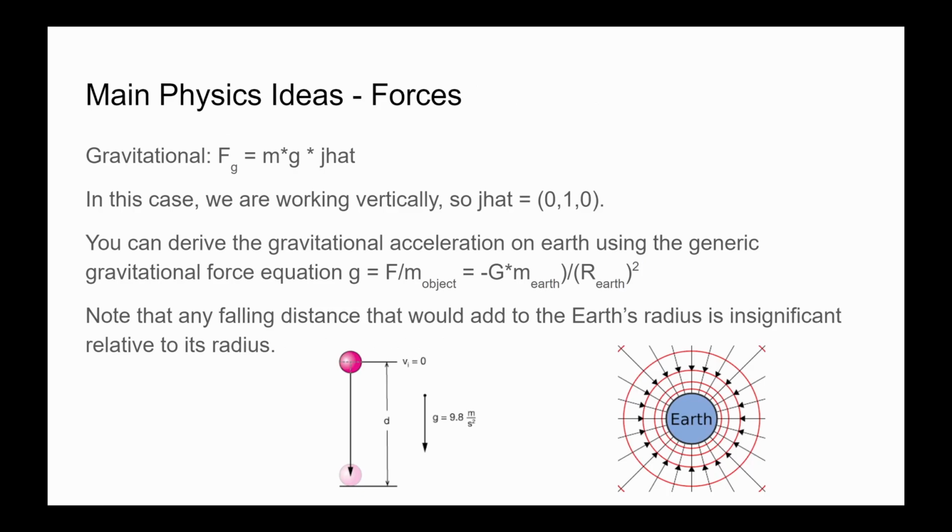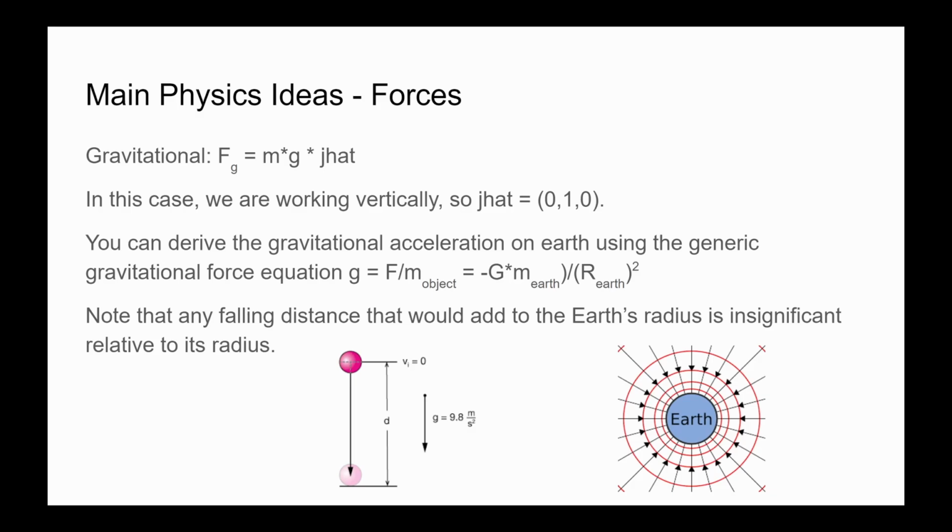The next force we're going to talk about is gravitational. So it's m times g times j hat, and the j hat is the vector that shows us the direction. We're using 0, 1, 0 because it's vertical. You can derive this using the generic gravitational force equation, and note that any falling distance that would add to the Earth's radius is insignificant because of the Earth's massive radius in comparison to any distance that I could drop the object from.